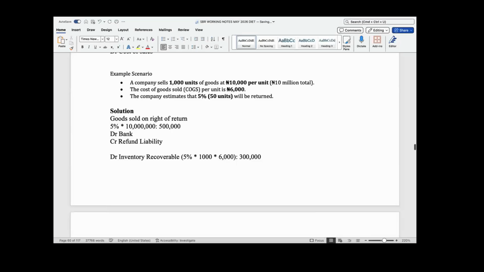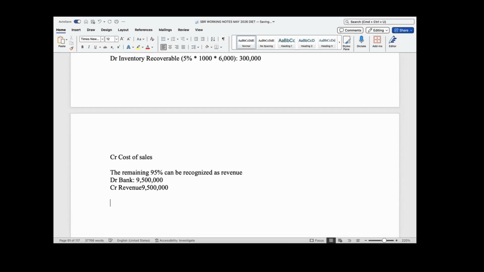So I hope you get the gist here in this case. If I want to do my SOPL now, this is how it will look. I'll have my revenue, which is 9.5 million. I'll have my cost of sales. How much is my cost of sales? Everything is 6 million, minus 300,000. That should be 5.7. So then you get your profit.